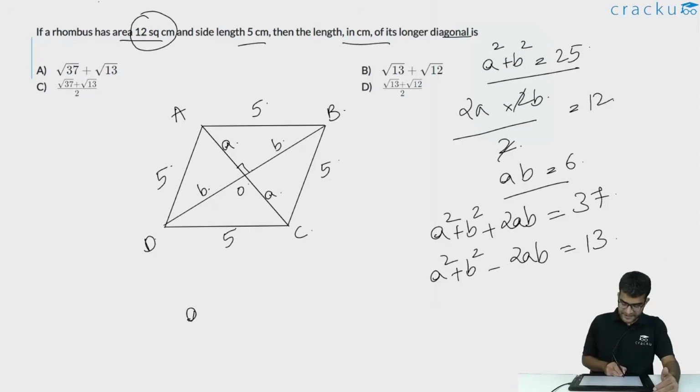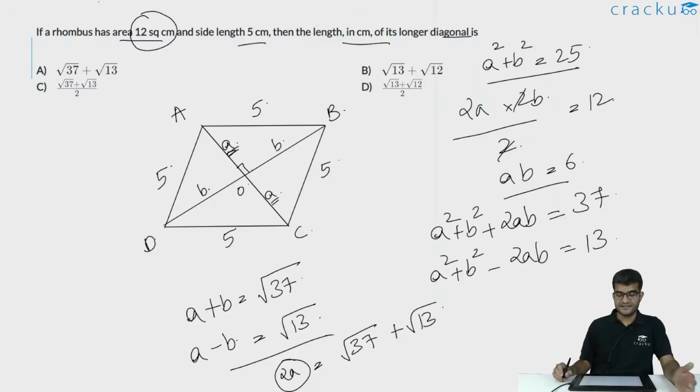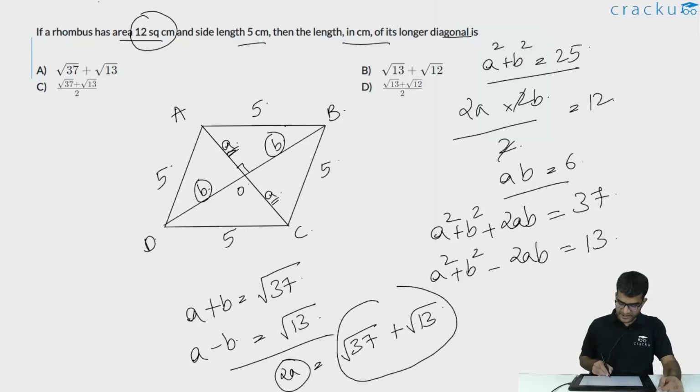Or the value of a plus b is equal to square root of 37. And the value of a minus b, if you are assuming that a is greater than b, is equal to square root of 13. So the value of 2a, if you are adding both of them, will be equal to square root of 37 plus square root of 13. Remember that half of the diagonal is a, but the length of the diagonal is a plus a, which is 2a. Similarly, the length of the other diagonal is b plus b, which is 2b. So the length of the longer diagonal will be square root of 37 plus square root of 13, which is option A.